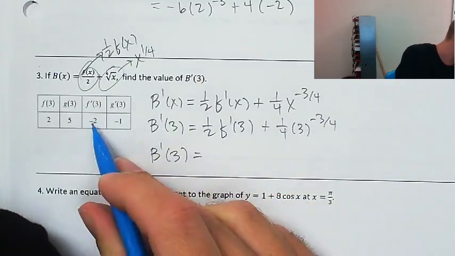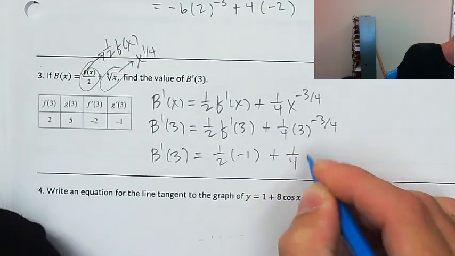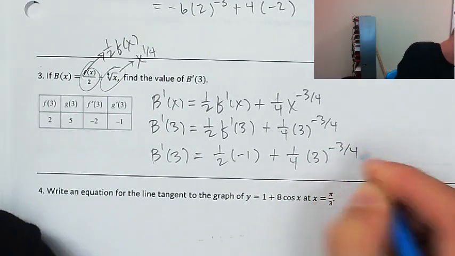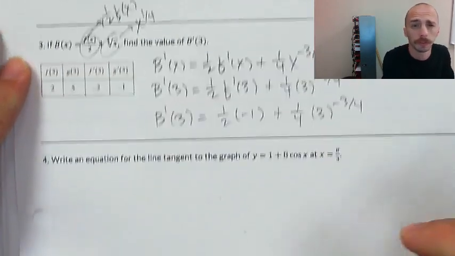Okay, so over here, half of f prime, so it'd be half of negative 1 plus 1/4 of 3 to the negative 3 divided by 4. And that's going to be a number, so that'll be a good place to stop.